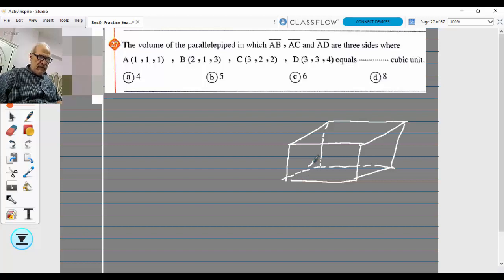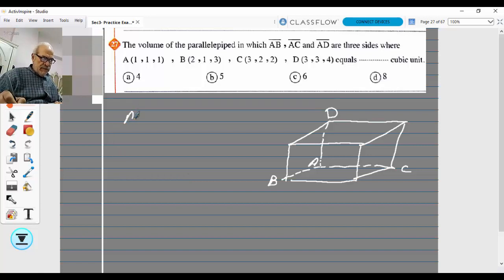Here we have A, B. Here we have A, C, and AD. This is the three sides. I mean, three adjacent sides: AB, AC, AD. Okay. And the volume equals the triple product. To get the triple product, first we must calculate each of AB, AC, and AD.